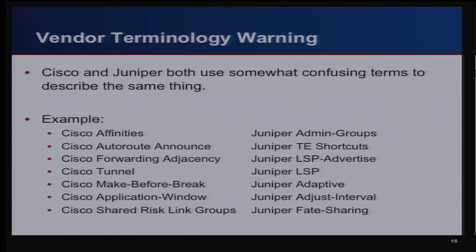And you see these guys have different names for the same thing. So what Cisco calls affinities, Juniper calls admin groups, and auto route announce, TE shortcuts, all of these things have different names. So there's a little table for if you're working in a multi-vendor environment or you're hearing it described one way and you want to know what it is, you can consult this and do the translation between vendors.